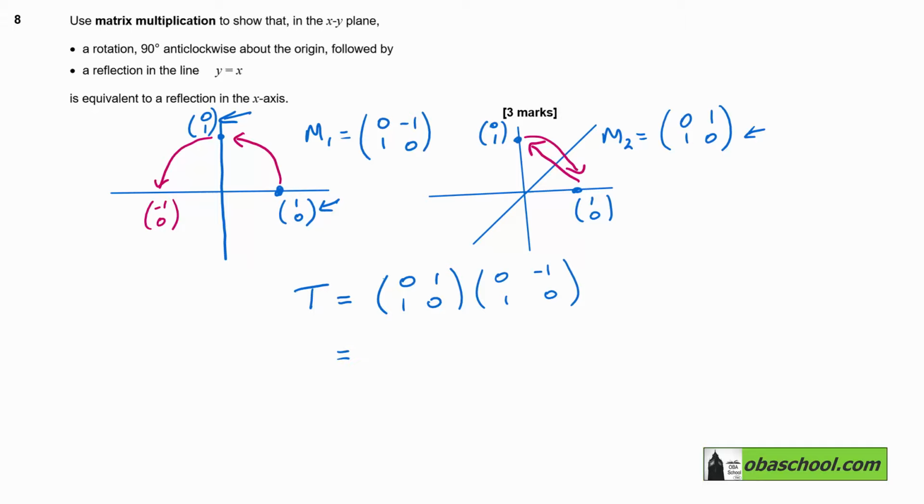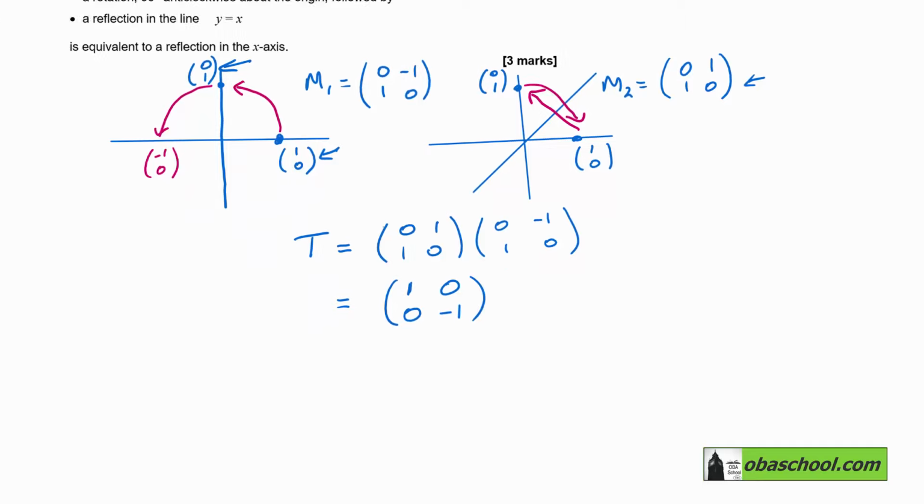So we have 0 times 0, 1 times 1, so that's going to give me 1. And then 0 times negative 1, 1 times 0, that one will be a 0. Then we've got 1 times 0, 0 times 1, this one is a 0. And then we have 1 times negative 1, 0 times 0, so this one is negative 1.